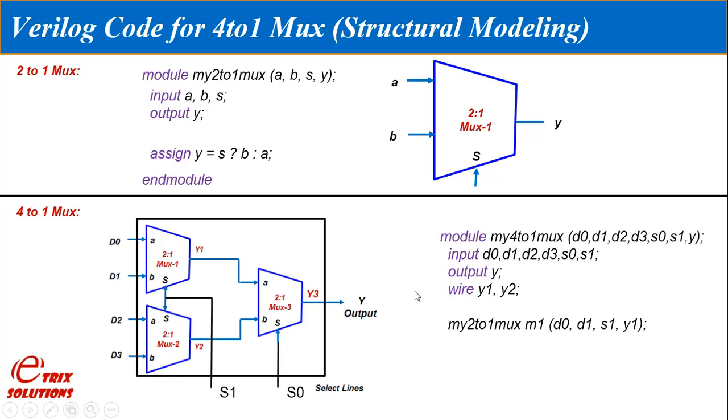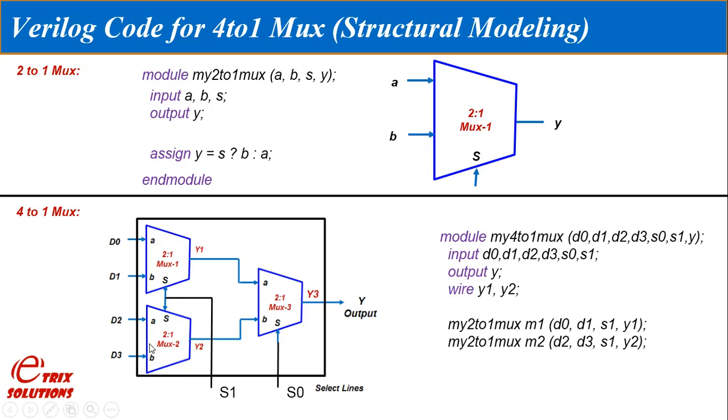And as you can see in the figure, D0 is connected to A, D1 is connected to B, S is connected to S1, and Y is connected to Y1. Similarly, we can call the multiplexer 2, which is M2, and then again define the input and output with the top level in top module input output.